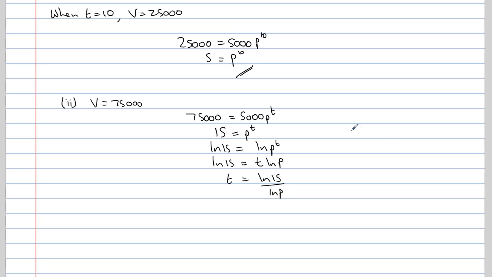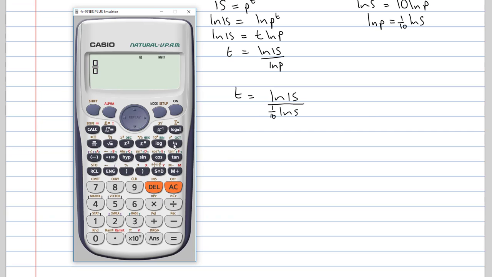Now to find the value of log P, we can use this expression up here. We know that 5 equals P to the power 10. Taking logs of both sides gives us log 5 equals 10 log P. I've used the power law there in the same step. And so log P equals a tenth of log 5. So we can say that T equals log 15 divided by a tenth of log 5. Putting that into my calculator gives me T equals 16.8.